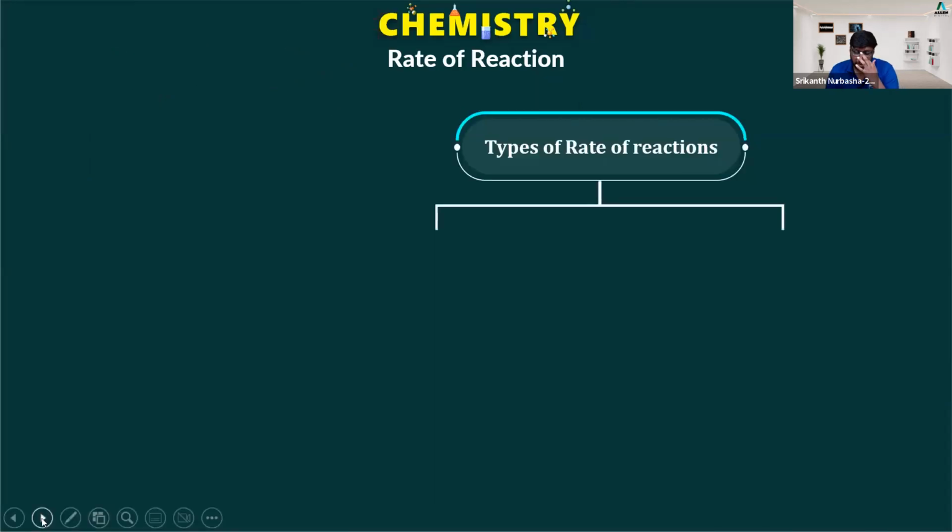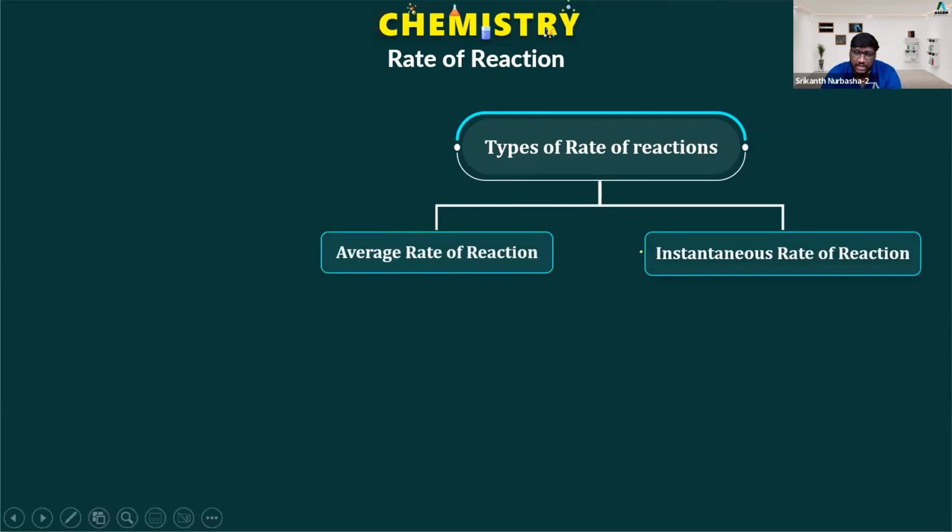Types of rate of reaction. There are two types of rates of reaction, average rate of the reaction as well as instantaneous rate of reaction. Average rate means rate measured over a long time interval or a measurable time interval. Instantaneous rate is a rate measured over a very small time interval. That time interval is almost very less, that seems to be like an instant of time.